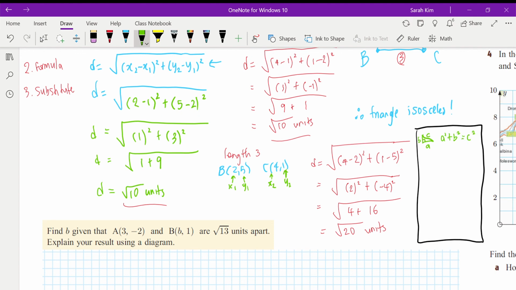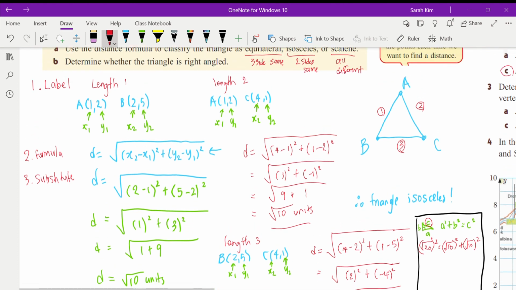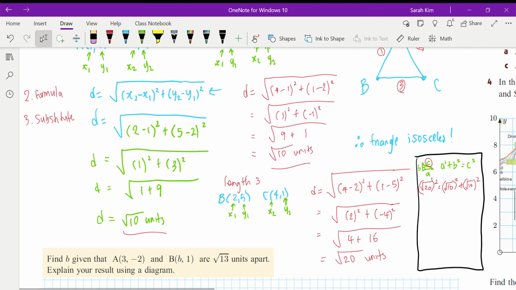Now, looking at these, we always know that the C over here is the longest length, and looking at our lengths, we know that square root 20 should always be the largest length. So if I square that number, and then add the other two lengths, which are the same, square root 10 squared plus square root 10 squared, if I do these, it should equal each other, and if it does, we know that the triangle is right angled. So let's have a go.